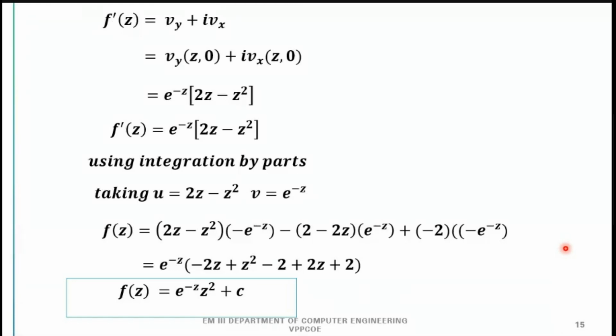Okay, any doubt in this? Yes, your doubt is clear now? Okay.